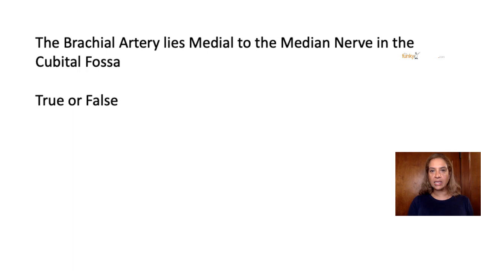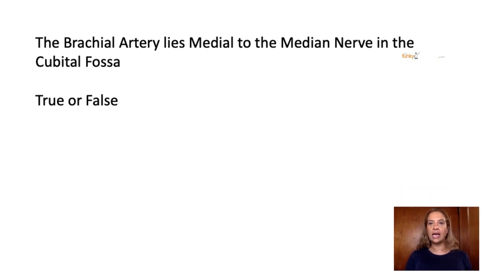So the brachial artery lies medial to the median nerve in the cubital fossa. Is that true or false? Remember, you can stop the video at any time to take time to think if you need to give it a bit of thought. So does the brachial artery lie medial to the median nerve in the cubital fossa?